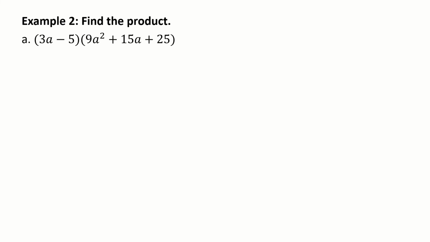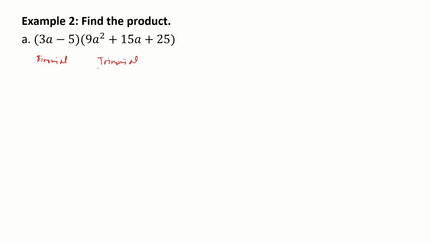Now let's try several examples. So let's try to find the product of the quantity 3a minus 5 times the quantity 9a squared plus 15a plus 25. So take note that this is a binomial. This is also a trinomial. So perhaps you might check whether the special product for the product of binomial and trinomial will be applicable or not.